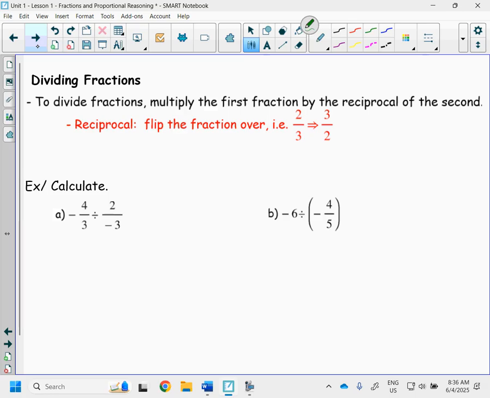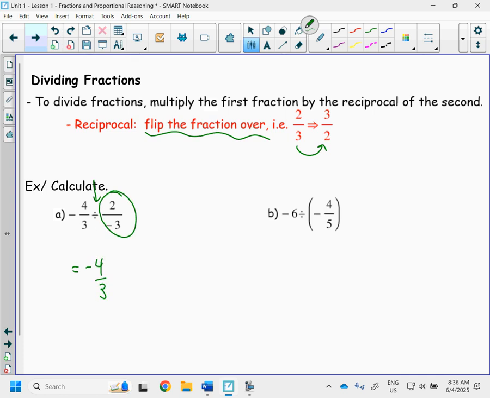Reciprocal, in case you forgot, is just the fraction flipped upside down. So if you had 2/3 and you flipped it over, you'd have 3/2. So what does that mean when we put it together? Well, let's take a look at this first example here. I see dividing, so I'm going to find the reciprocal of this. I'm going to flip this one upside down.